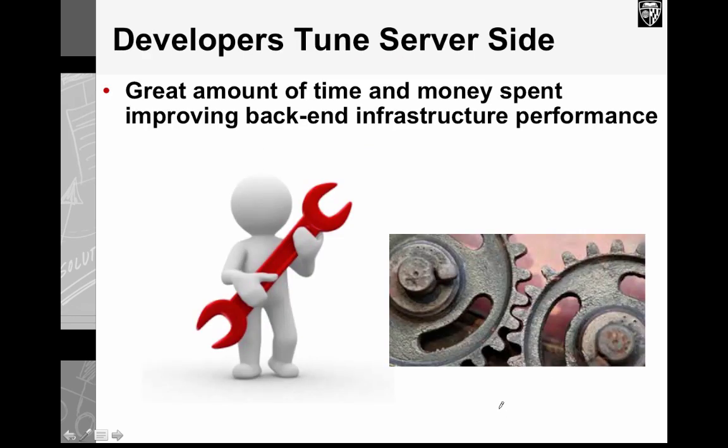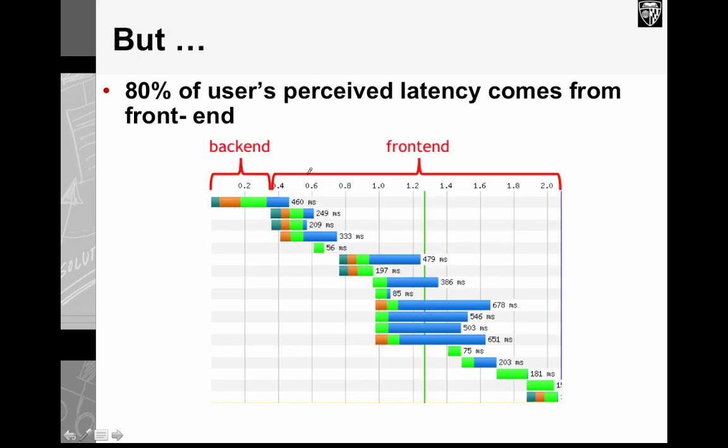And developers spend a lot of time tuning the application on the server side. There's a lot of tools and techniques that the developers have learned over time, and they spend a lot of time doing that. There's a great amount of time and money that is spent in improving the backend infrastructure performance. But the reality is that 80% of users' perceived latency actually comes from the front end. If you look at this waterfall graph, it shows you that the backend is spending about 20% of the total time, whereas most of the time is being spent on the front end, which is about 80%.